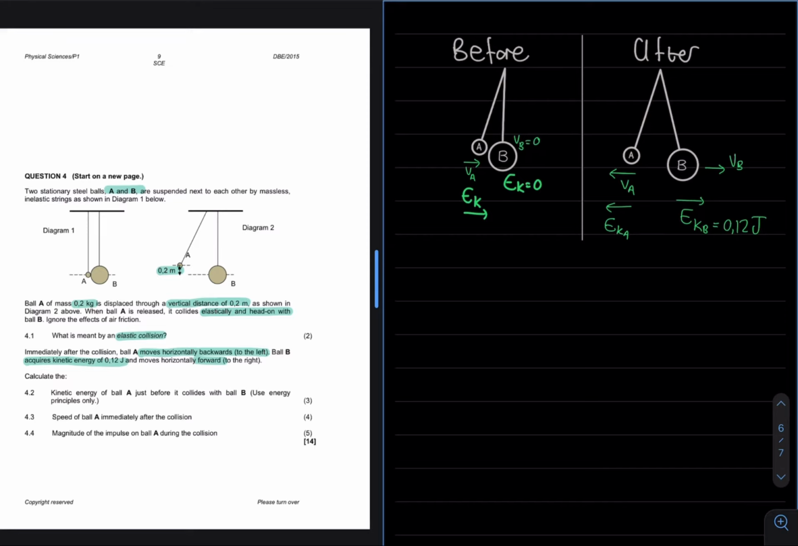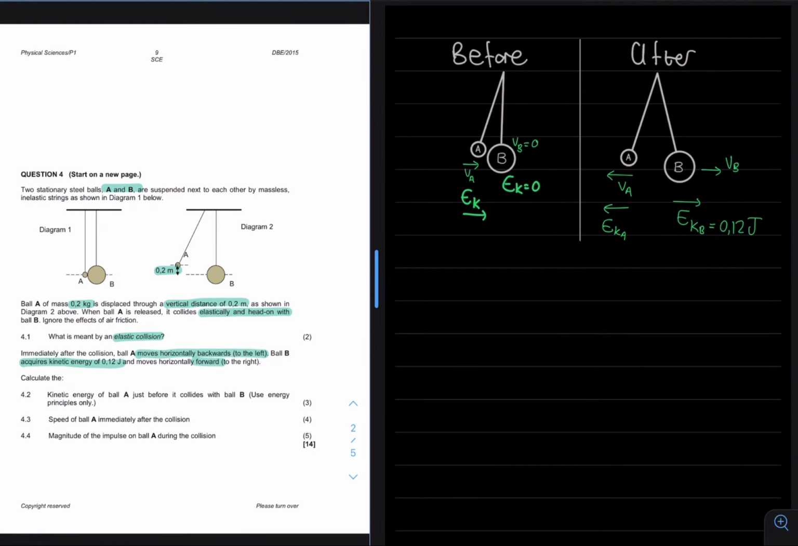Before we look at the rest of the questions, we can evaluate the new information given. So before the collision, ball A has a kinetic energy, seeing that it will have a velocity. Ball B is stationary, therefore its velocity is 0, and therefore its kinetic energy would be 0. After the collision, ball A is said to move backwards to the left, so it will have a velocity to the left as well as a kinetic energy. Ball B has a velocity to the right and obtains a kinetic energy of 0.12 joule.